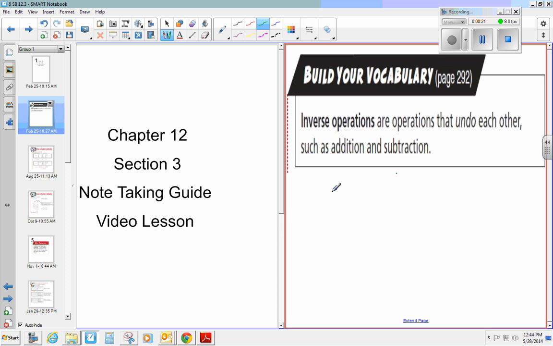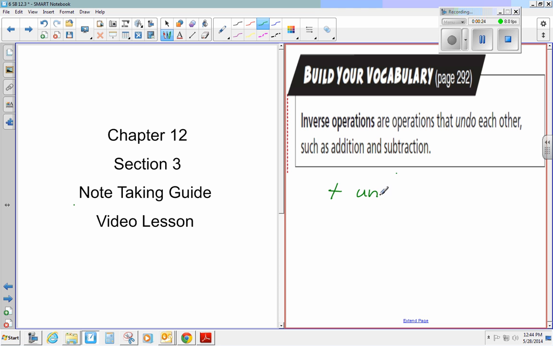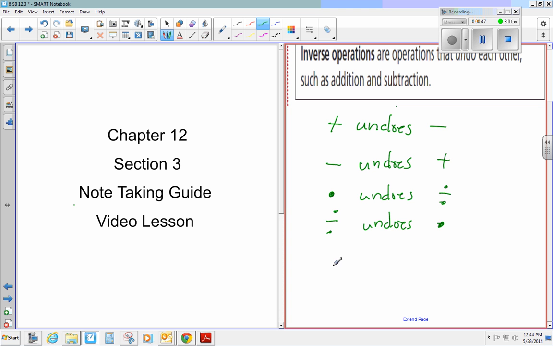Inverse operations. Plus undoes minus. Minus undoes plus. Multiplication undoes division. Division undoes multiplication. I'm going to go one further. There's something you don't have to worry about this, but a square root undoes a square.